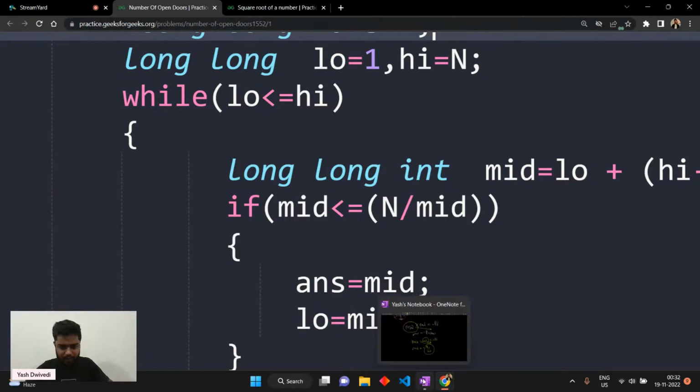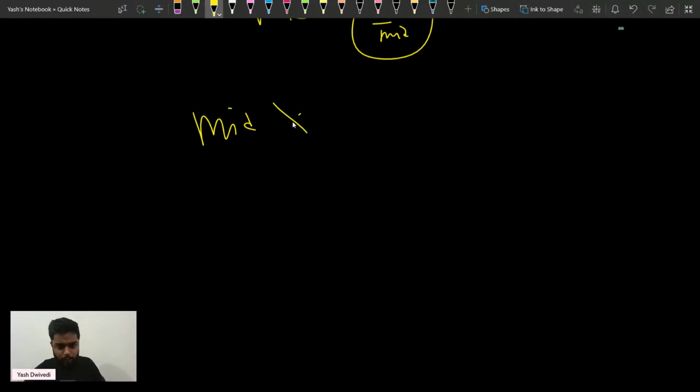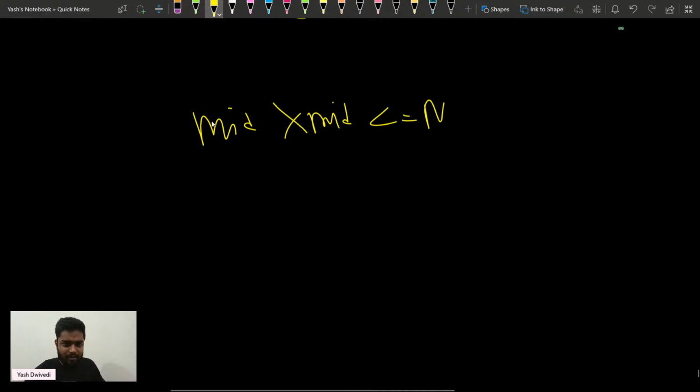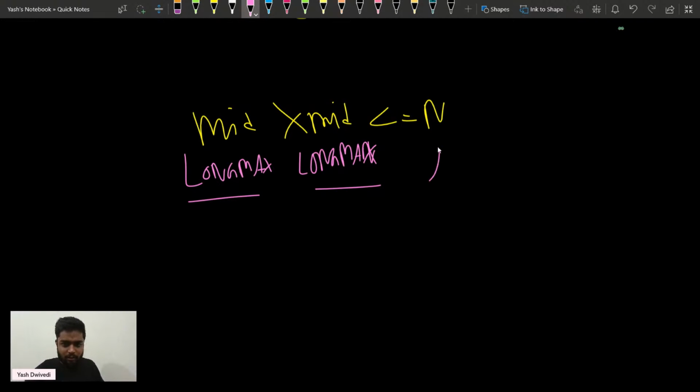Is this clear? Earlier you were checking for mid into mid being lesser equal to n. But it might happen that, suppose the mid value currently is long max. If you multiply long max to long max, and this n value is long, it will obviously overflow. Now please write overflow in the chat, guys.